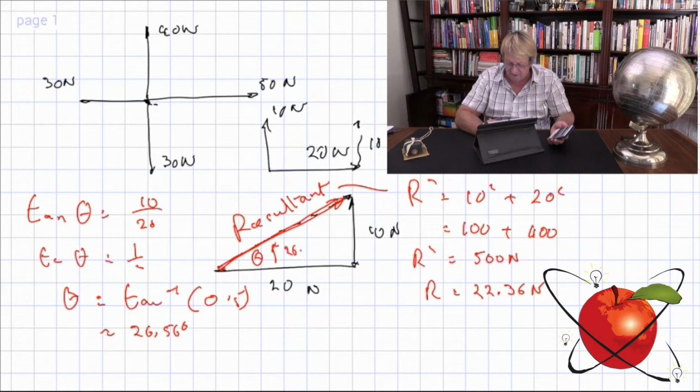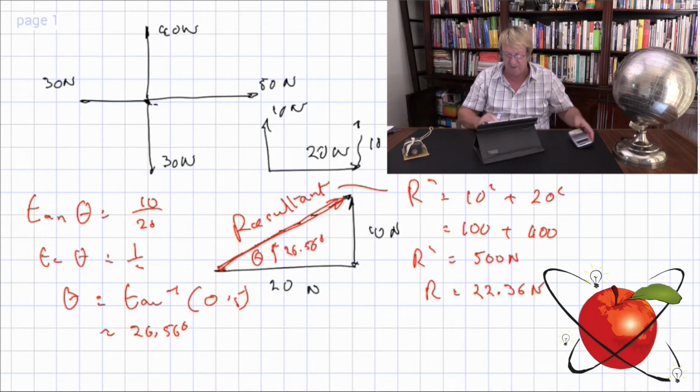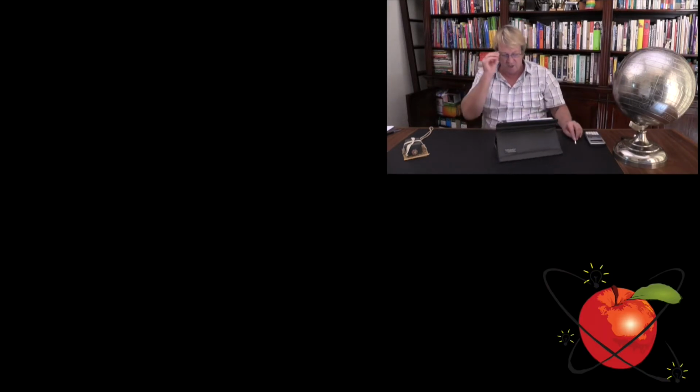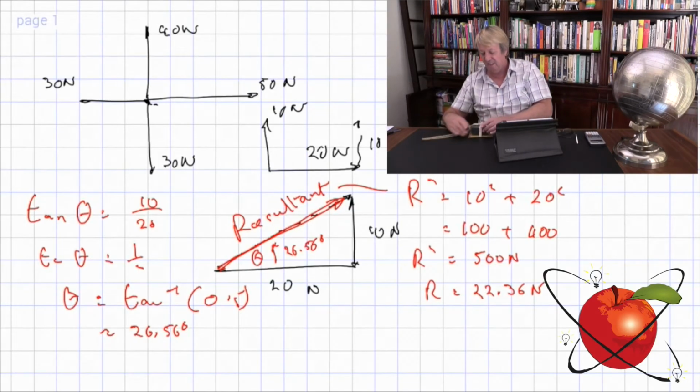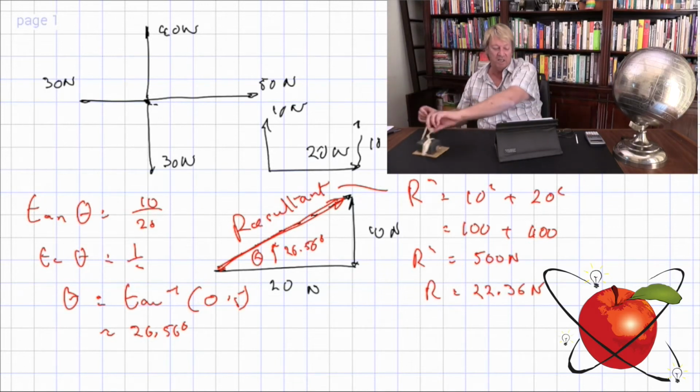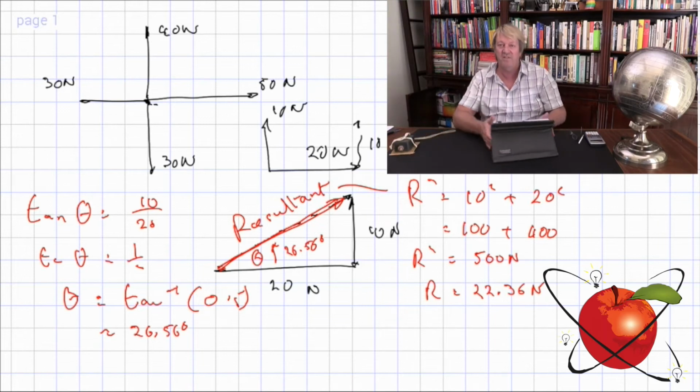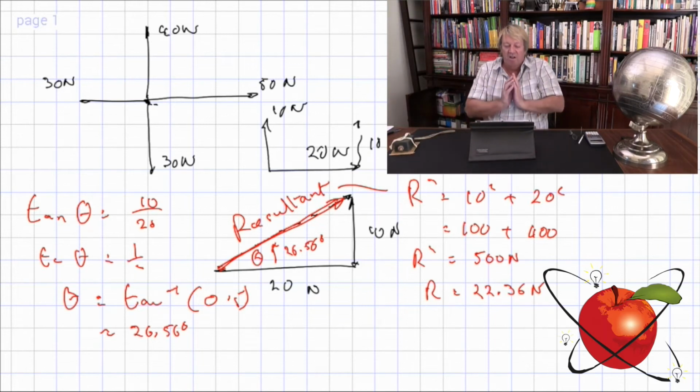So my angle is 26.56 degrees. So what's going to happen to our soap on a rope? Well, essentially, it's going to go up. The force is going to be 22.36 newtons that way, and the angle it's going to go up at is equal to 26.56 degrees. So what have we done? We've worked out the resultant.